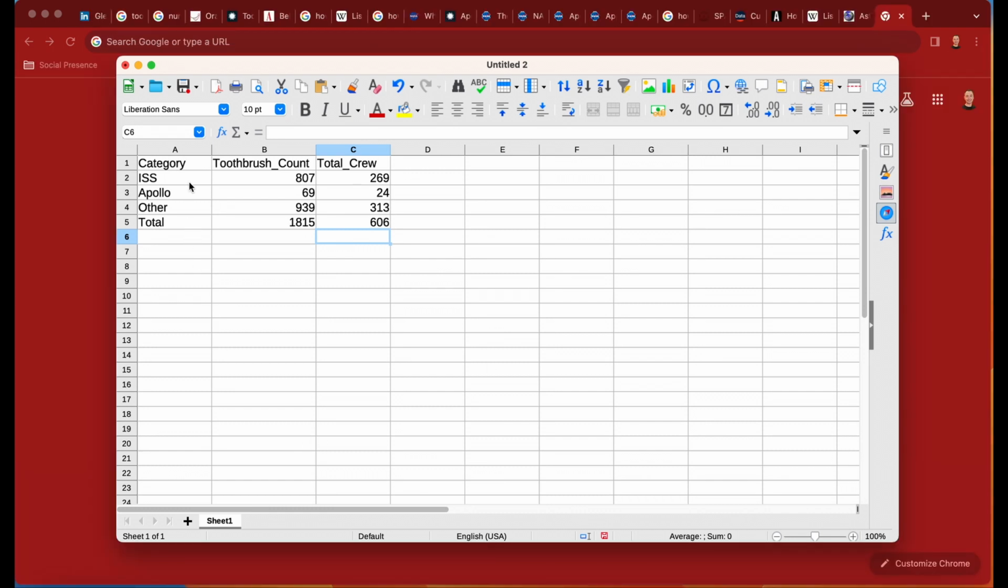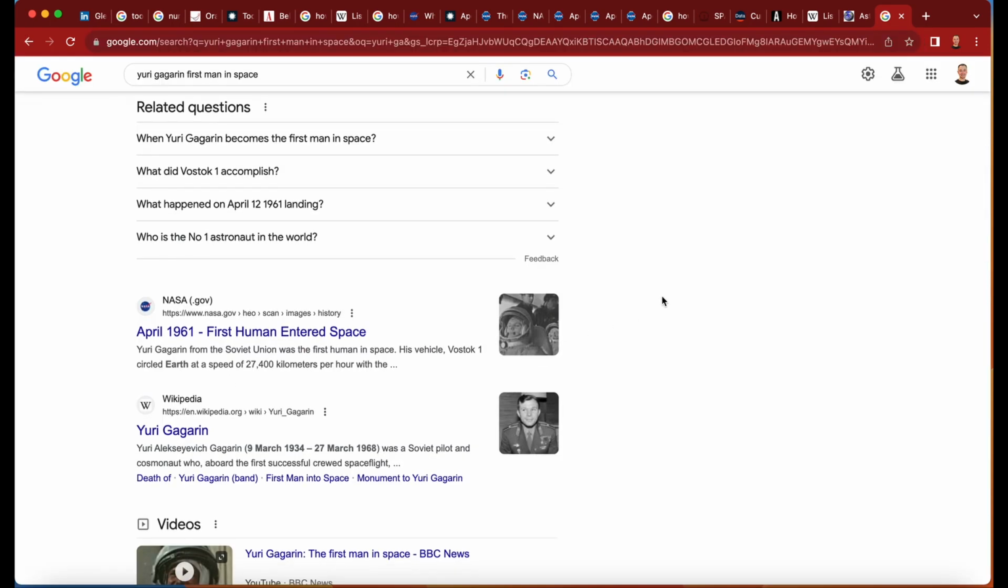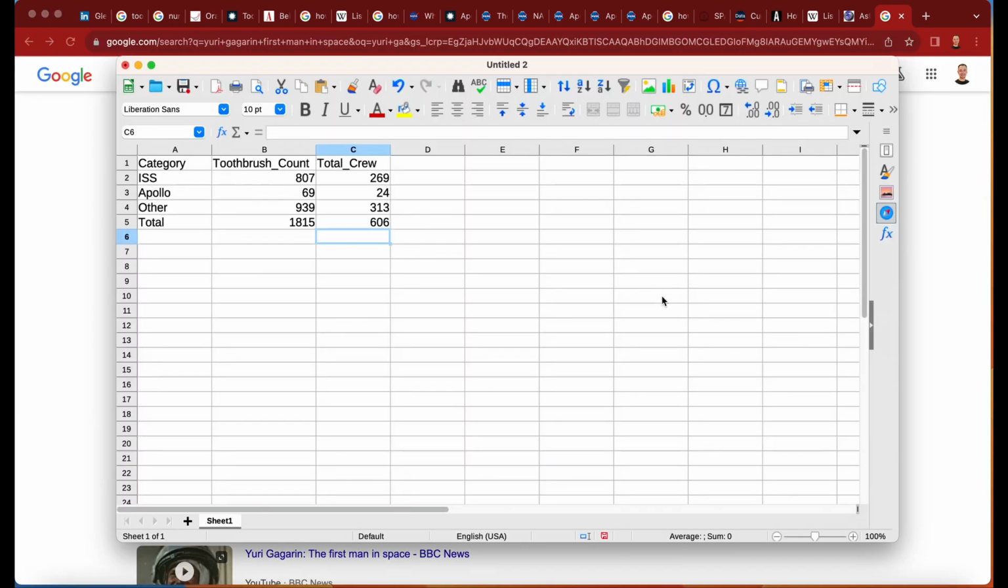So let's do it this way then. So we've got category, total crew, and we've been, let's see, when did Yuri Gagarin go to space? I need the year, 61. Okay, so 1961. Let's say average number of toothbrushes per year. That sounds fun. Average equals this divided by current year 2023 minus 1961, a little under 30 toothbrushes per year. And we can do that here too, about 9 people per year, roughly speaking.